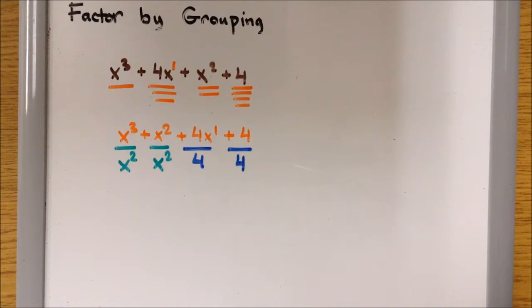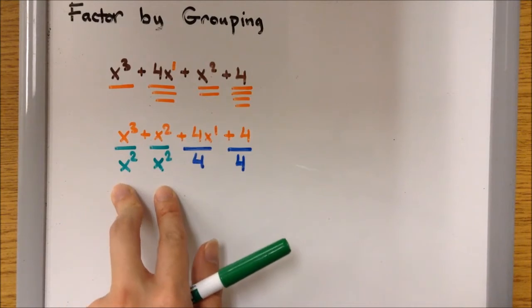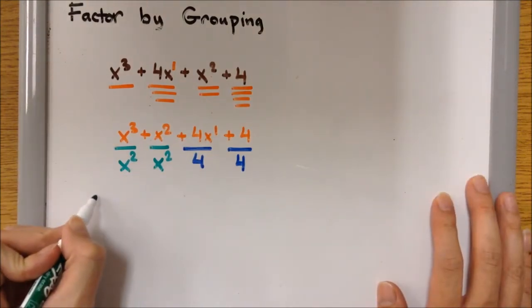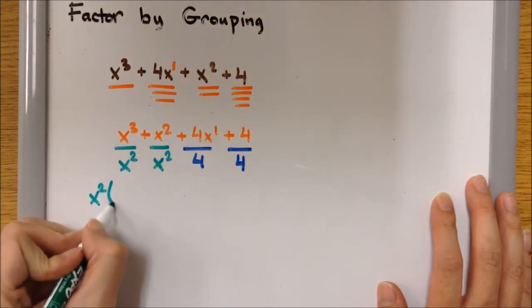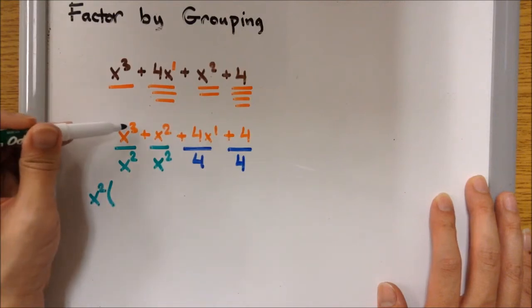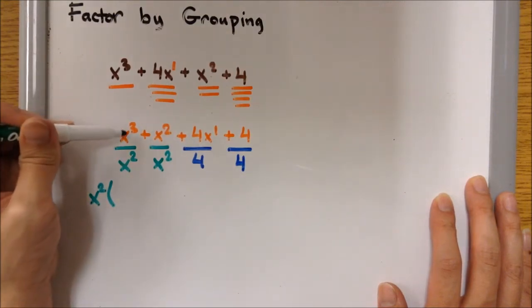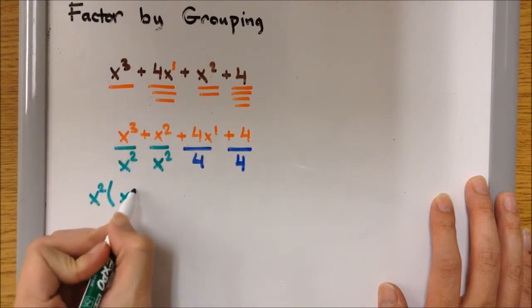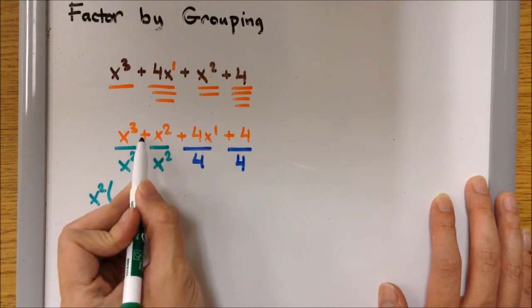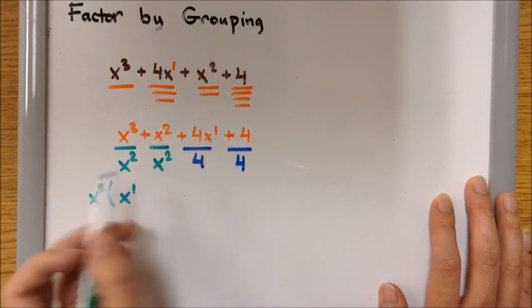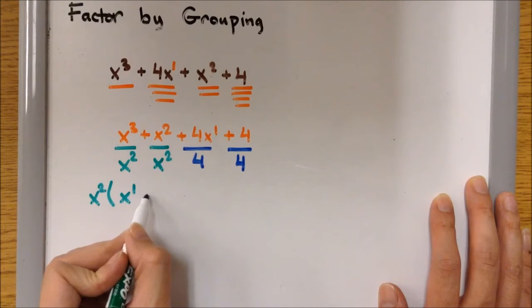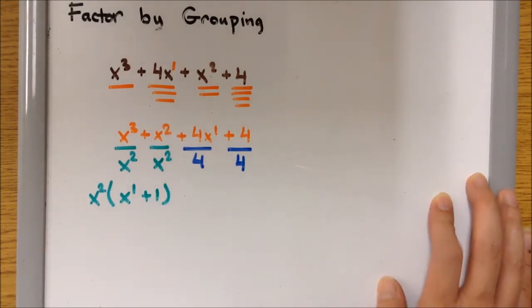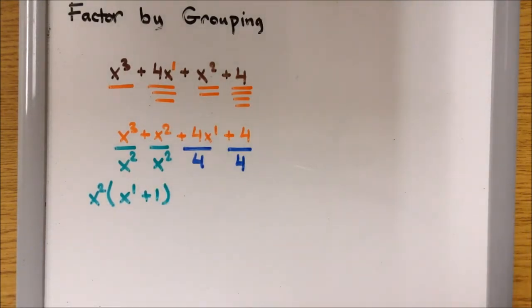So, on the left side, our greatest common factor is x squared, so that's going to be outside the parenthesis. X squared, open parenthesis. X to the third divided by x squared, so that means subtract the exponents, 3 minus 2, x to the 1 power. And then positive x squared divided by positive x squared will become positive 1. And then close parenthesis. Next, I will do the right side.